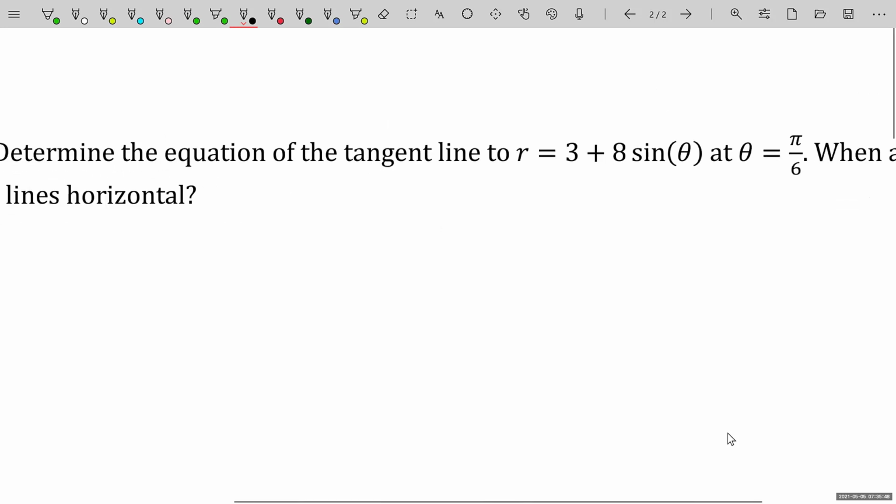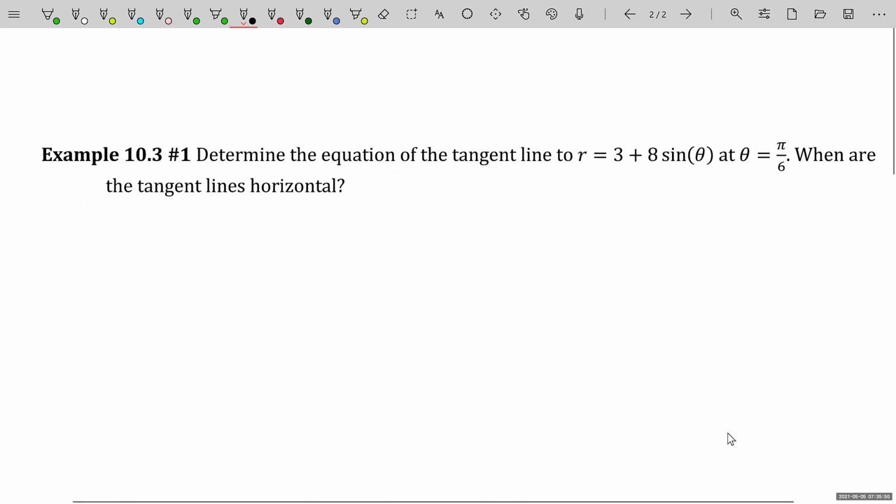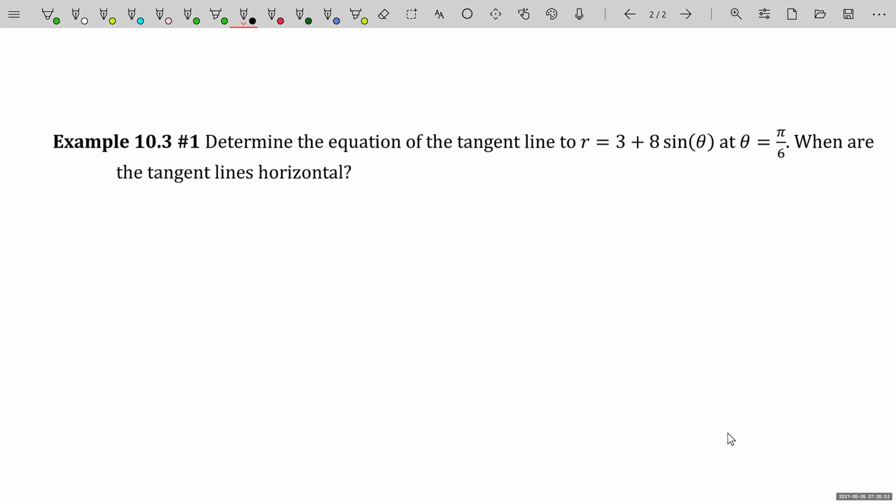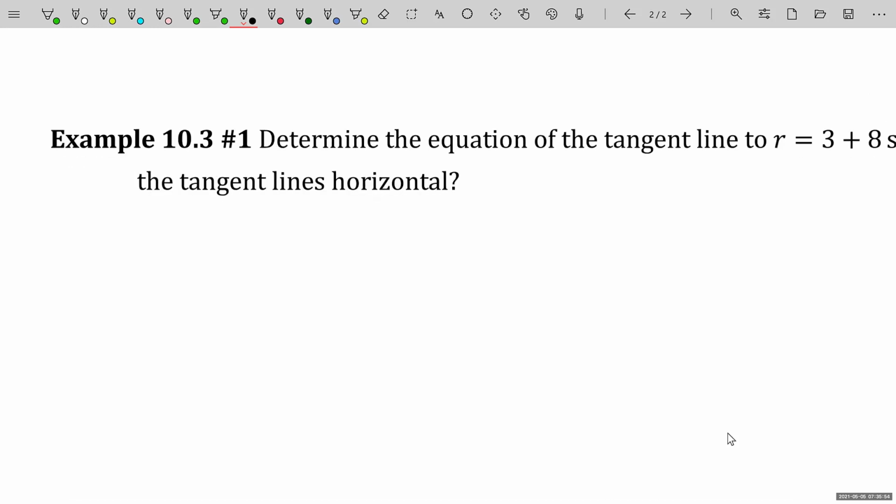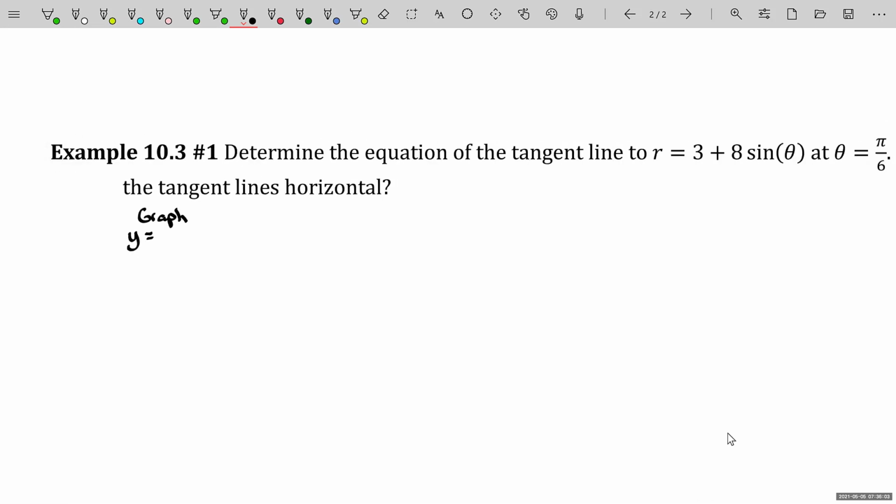So really quickly, I'm going to change it, first of all, to a Cartesian coordinate curve. Let's go ahead and graph. Now, this is not actually part of the problem, but I just want you to see where I'd like you to be at. Graph y is equal to 8 sine of x plus 3. Notice all I did was just replace theta with x and r with y.